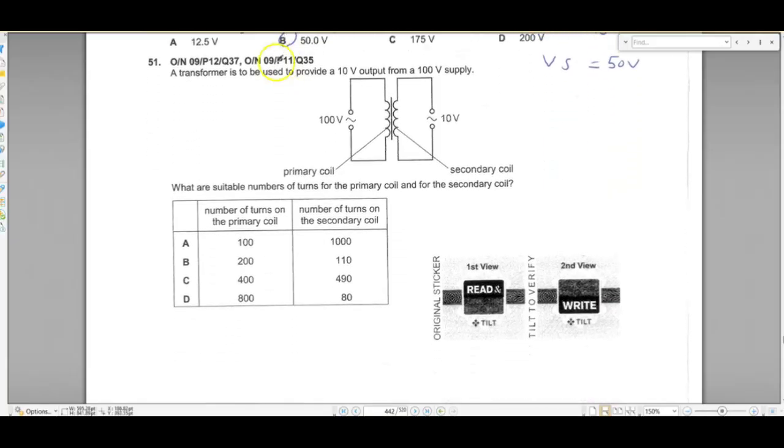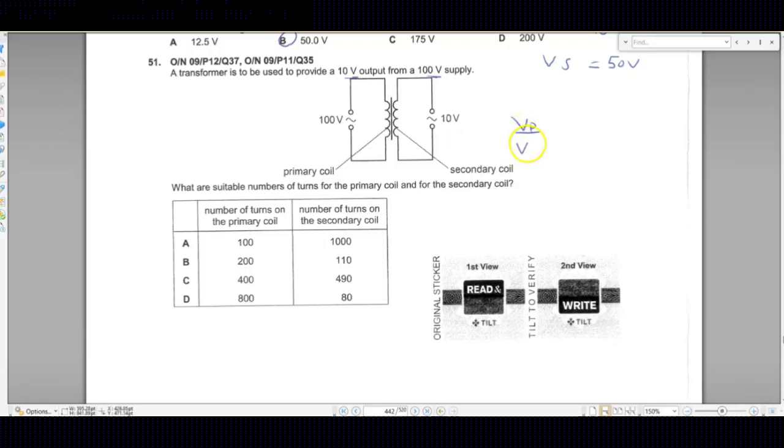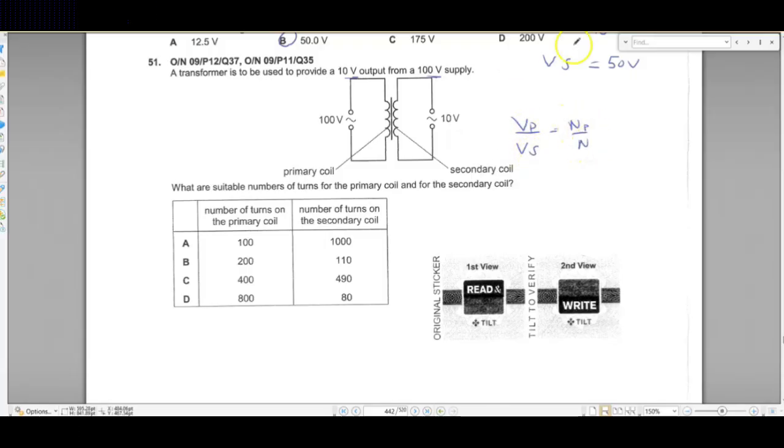Okay, question number 51. A transformer is to be used to provide a 10 volt output from a 100 volt supply. What suitable numbers of turns for the primary coil and the secondary coil are needed? Okay. Now what should we use? We are going to use this formula. That is for sure. Okay, now which value should be Vp we leave out. Okay, Vs we use to be 10. And in the first option, the number of coil turns on this side are 100 and over here it's 1000. So this should yield a value of 100 volts. This is what we know and what we are sure of. So Vp in this case is 1 and not 100. So this is not our correct option.